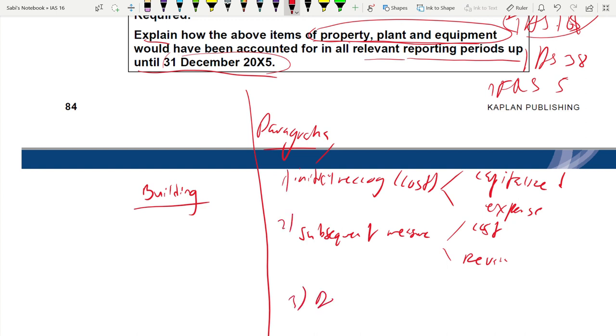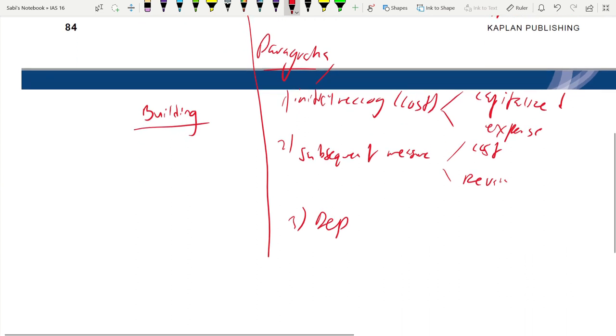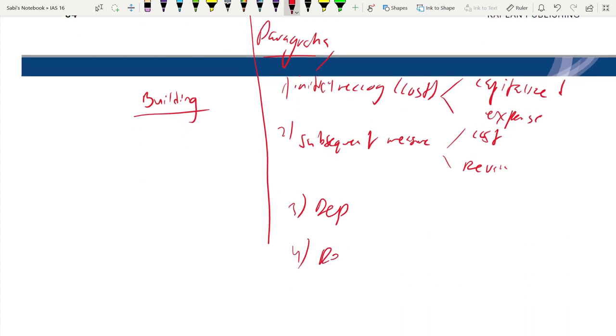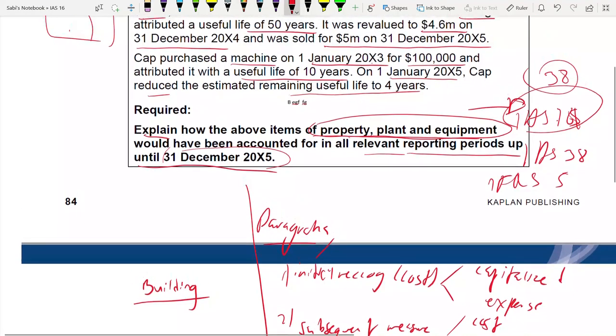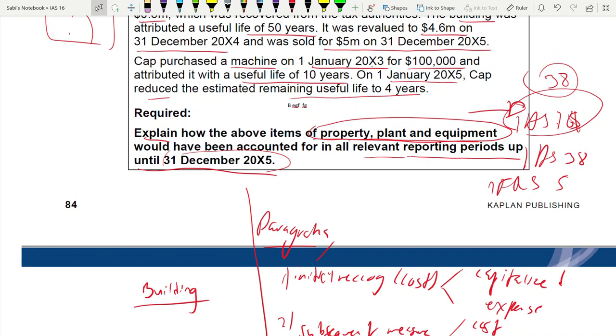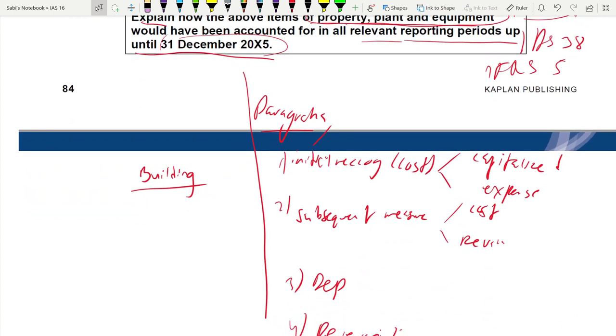Then what? Depreciation. And if you are selling it, then comes derecognition. In this case, I think you are selling. So at least four paragraphs will go in this answer. For the machine, you have to write less because it's only about a change in the useful life. So obviously under machine, you have to write fewer paragraphs. I think the answer you can finish in two paragraphs. So first you start with initial recognition. The building. Let me erase this thing.